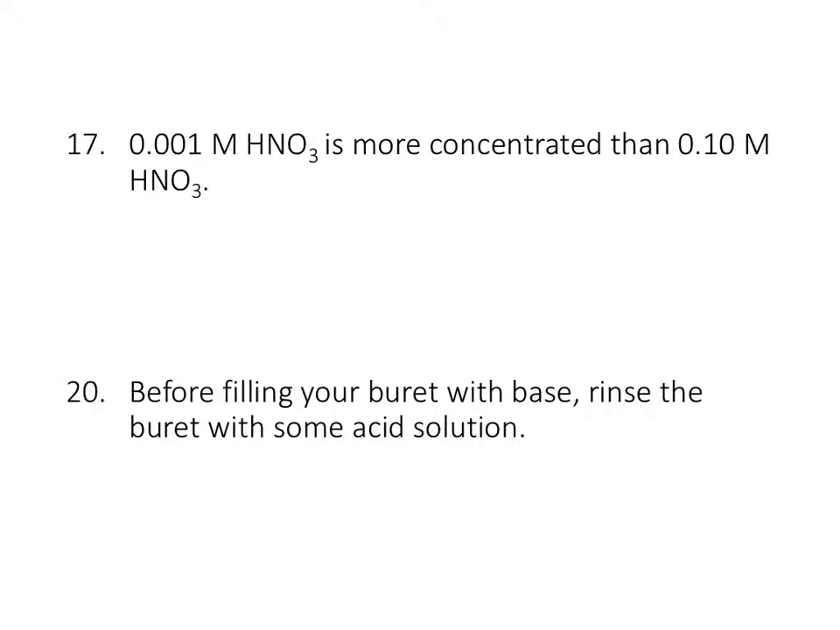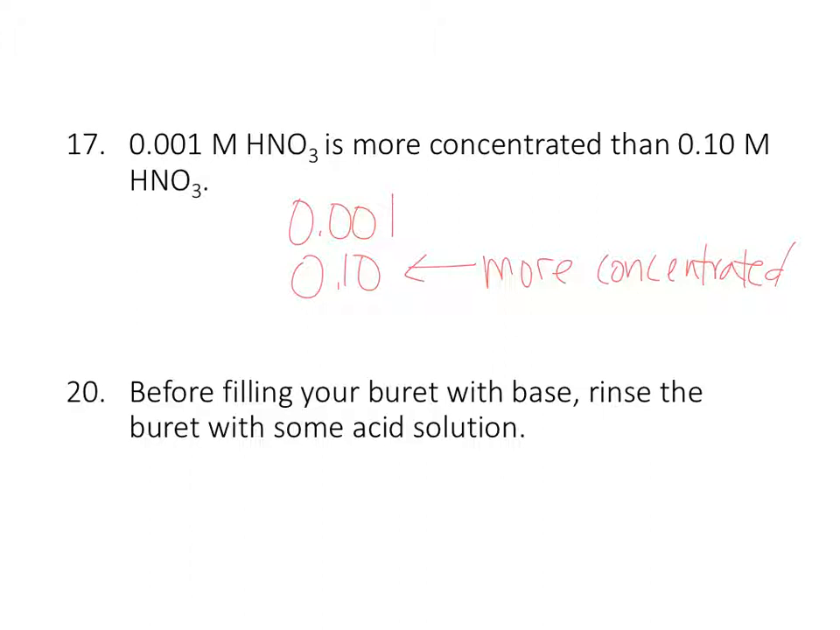Okay, I have 2 more I want you to look at. Number 17, 0.001 M HNO3 is more concentrated than 0.1 M HNO3. So the concentration is the molarity. So 0.001 and 0.10. This one is more concentrated because it's a higher number, which means that this statement is false.